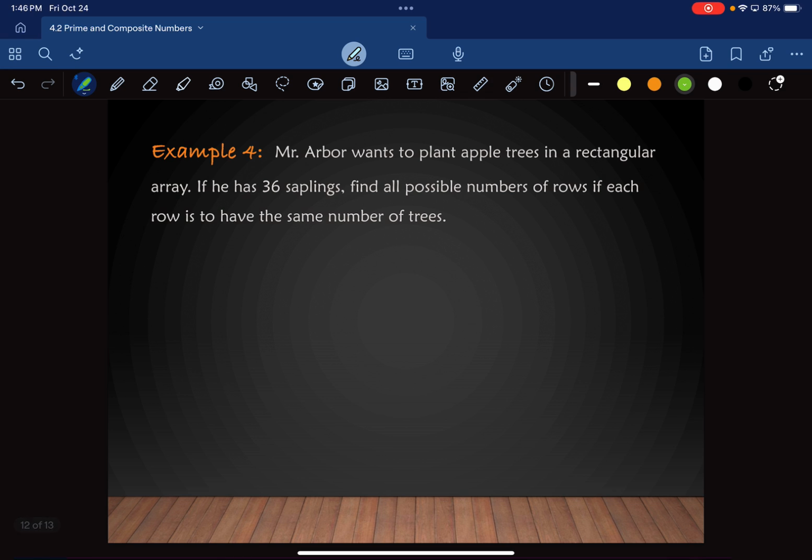All right, let's look at Mr. Arbor. Mr. Arbor wants to plant apple trees in a rectangular array. Okay, so we know what arrays are. We did that, right? That was section 3-4 as well. We've got arrays like multiplication. He's got 36 saplings, these little trees. He wants to find all possible numbers of rows if each row is to have the same number of trees.